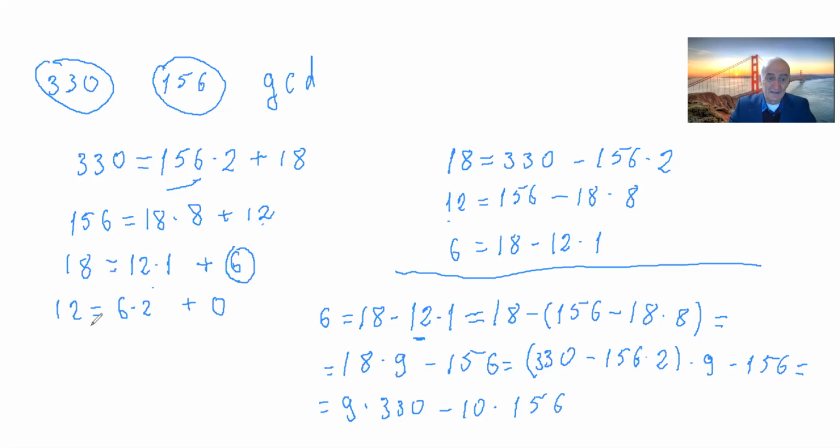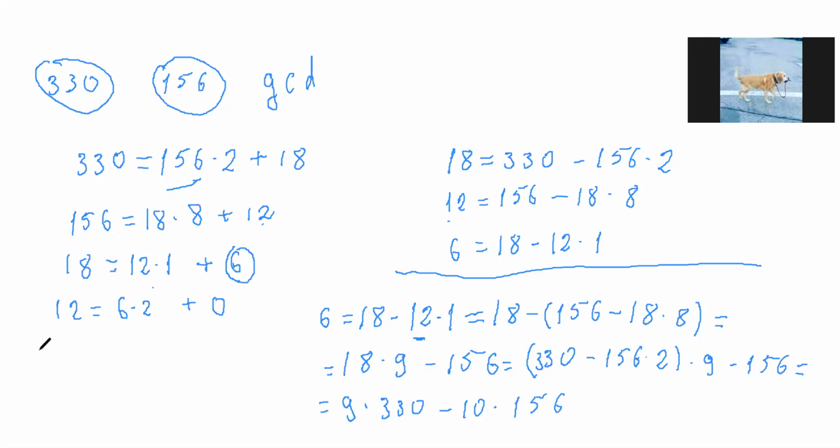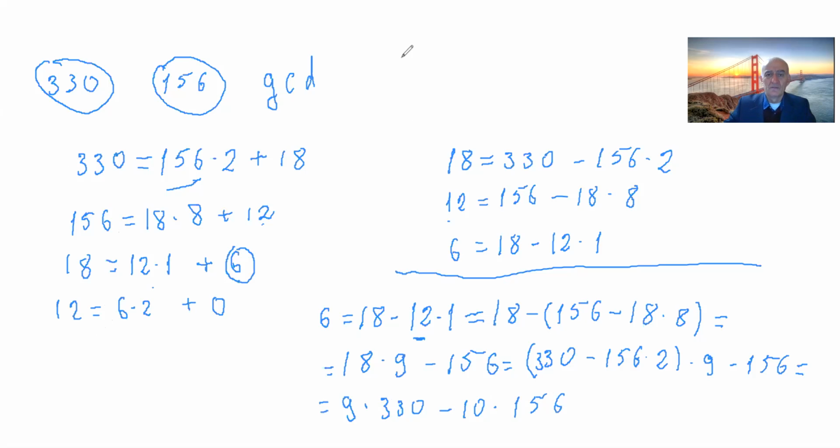To be more exact, what is a linear combination? I think it's 19, not 10. Yeah, it's 19. Oh, yes, it's 19. Thank you.